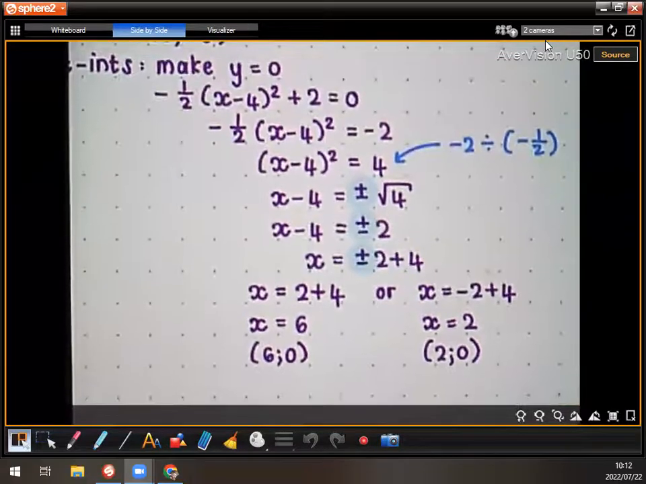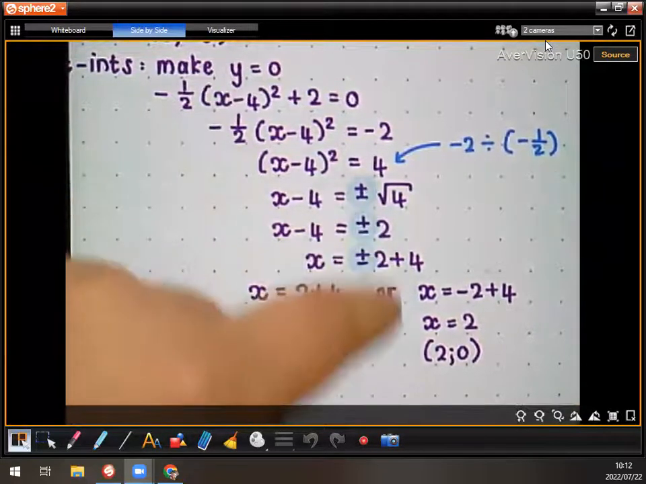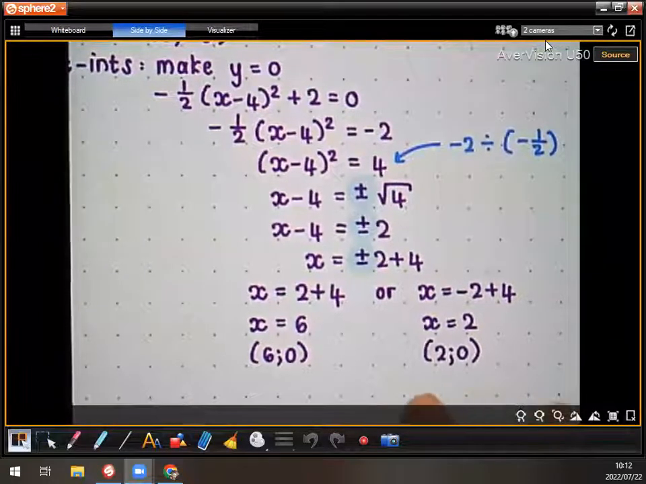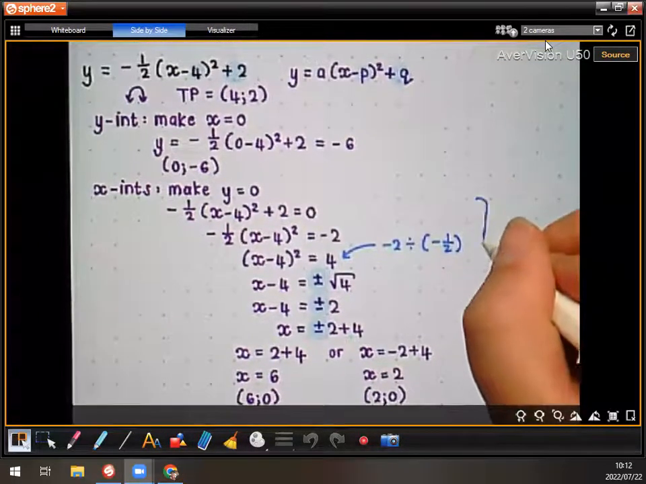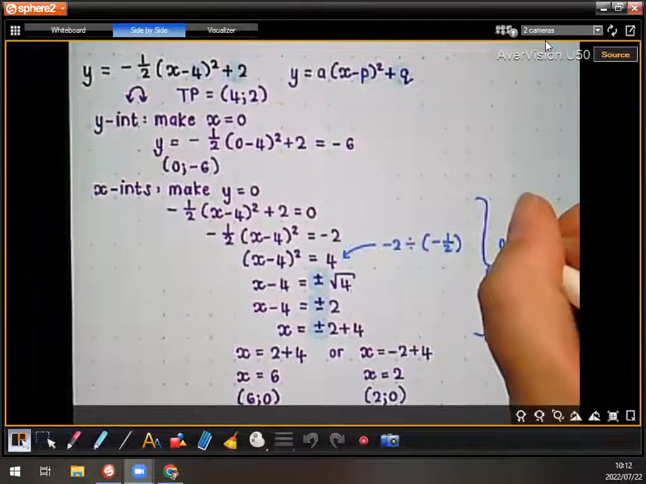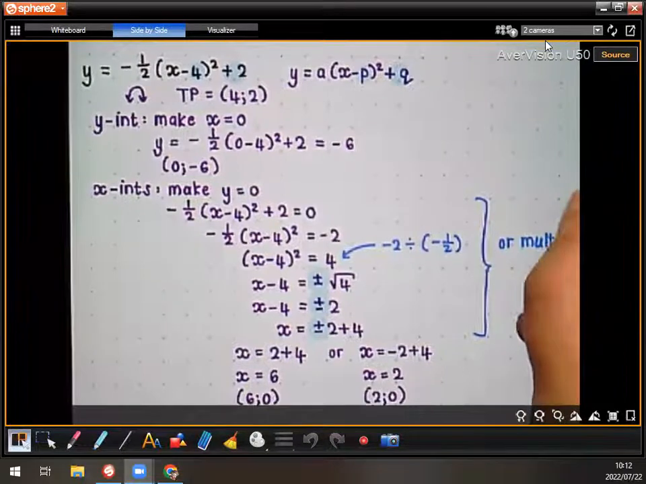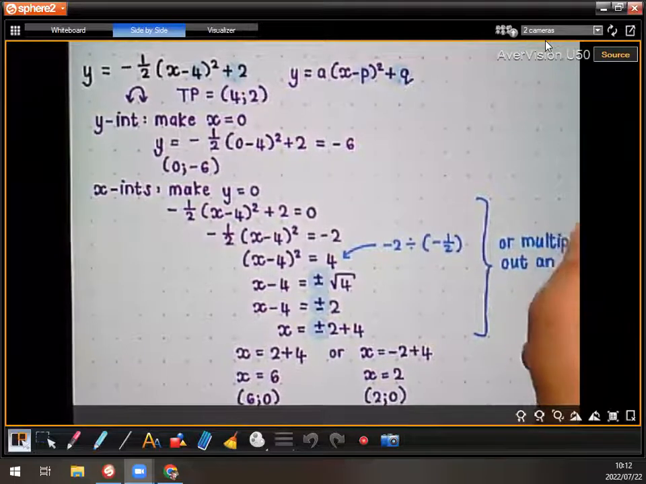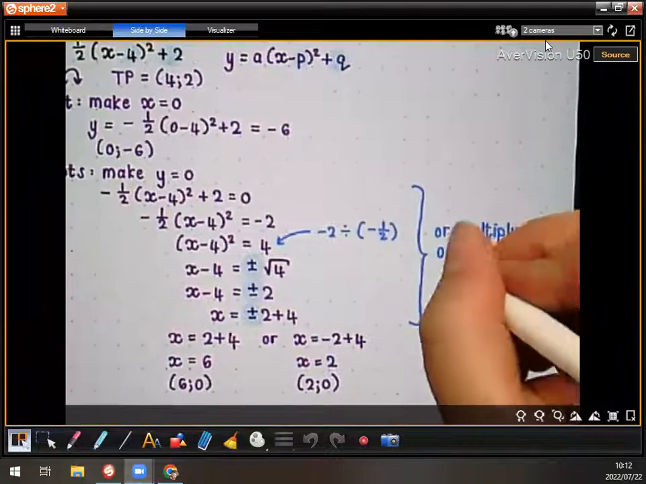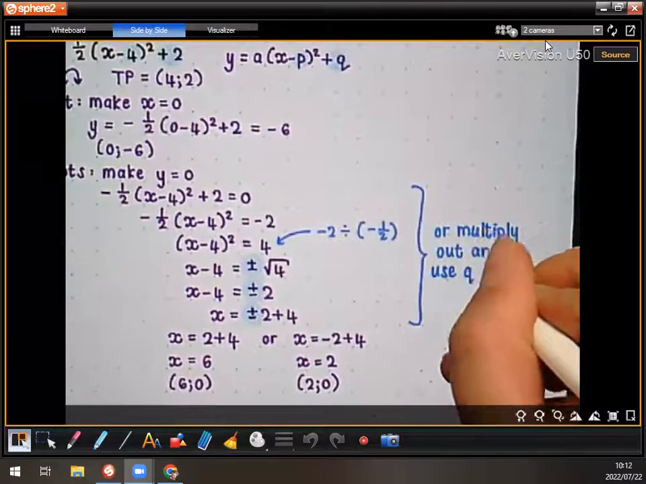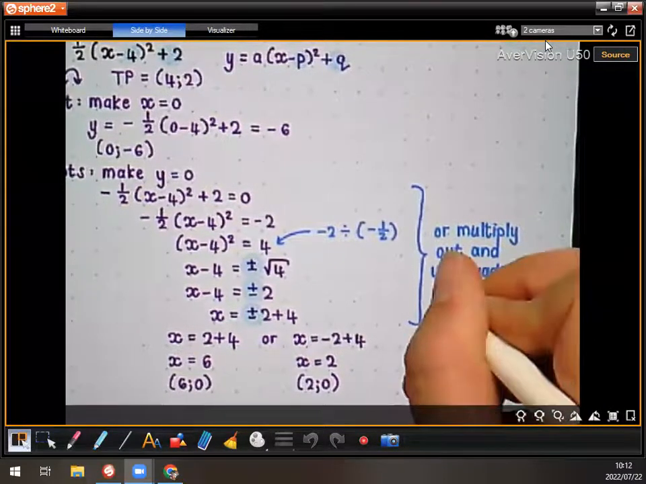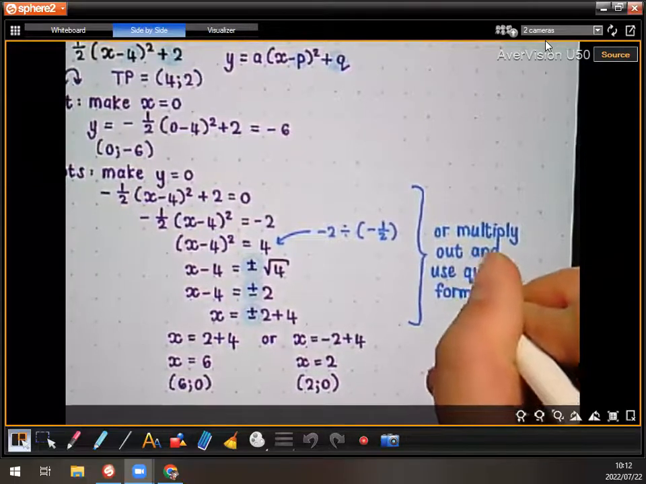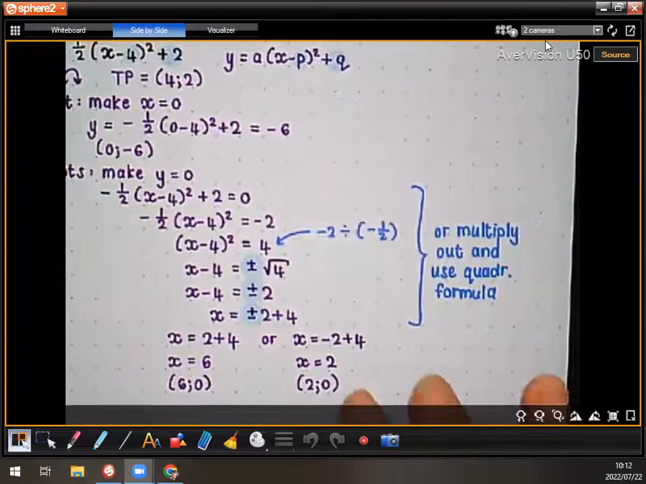So guys, that's just a different way. I think an easier way, it might look a bit longer because it has lots of steps, but I think you may be less inclined to make mistakes if you do it like this. Or I'm going to write on the side, or multiply out and use quadratic formula. You're more than welcome to do that if you want, guys. I just wanted to show you different ways.